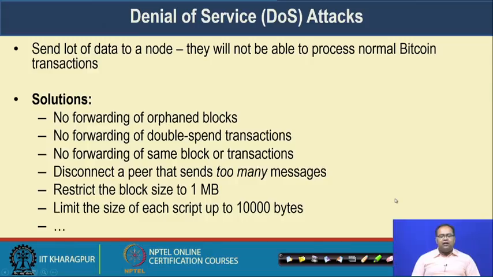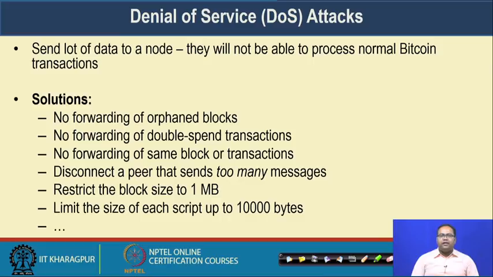So, the next type of attack which can happen on a proof of work based system is the denial of service attack. In a denial of service attack, the attacker sends a lot of data to a particular node, and if you are sending a lot of data to a particular node, the node will not be able to process the normal Bitcoin transactions. So, that is a typical denial of service attack which can happen on a proof of work based system.